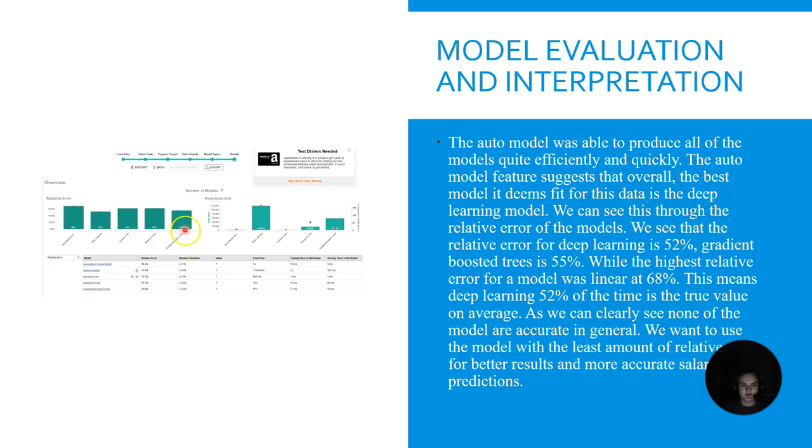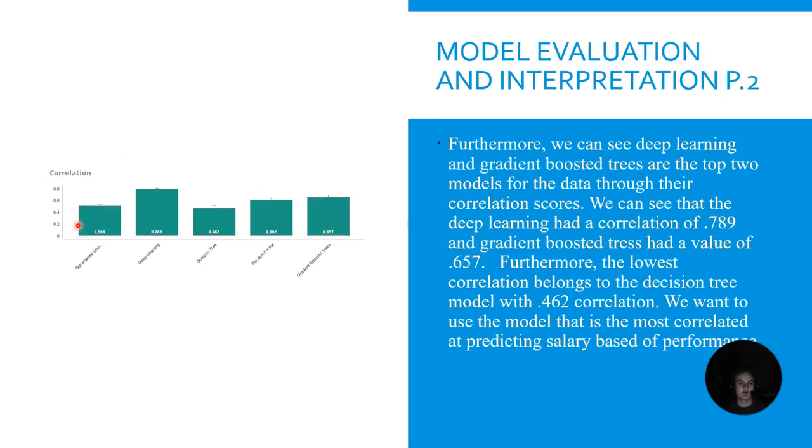We can see second place here was gradient boosted trees at 55%, and the highest relative error was linear at 68%. So that is not good. Basically, so far the models are not doing a great job of predicting salary. So let's move on to a different performance metric, and one that I thought was very important was correlation.